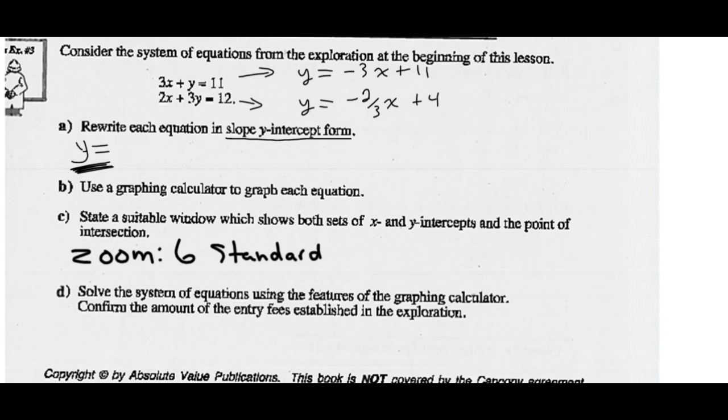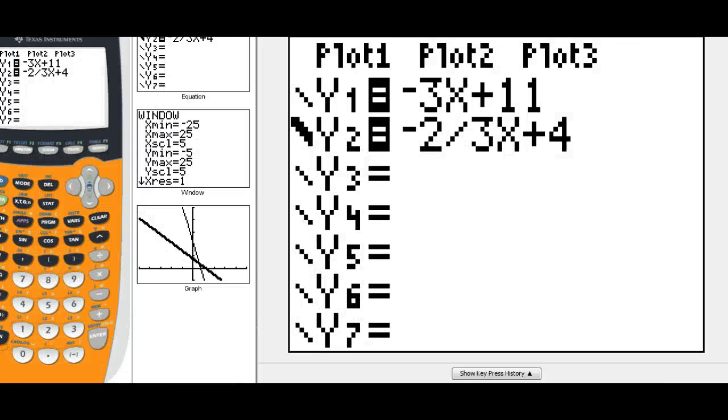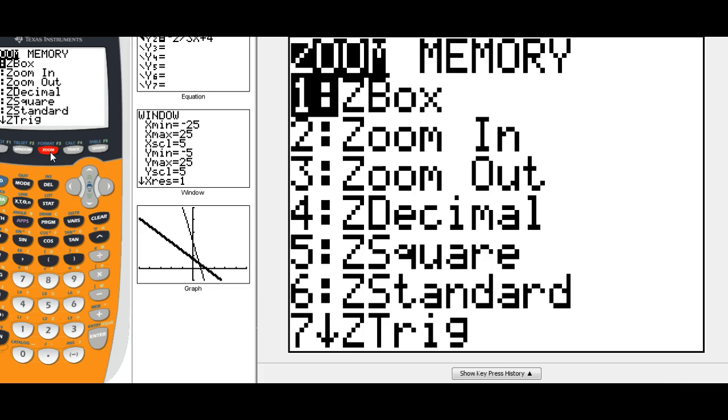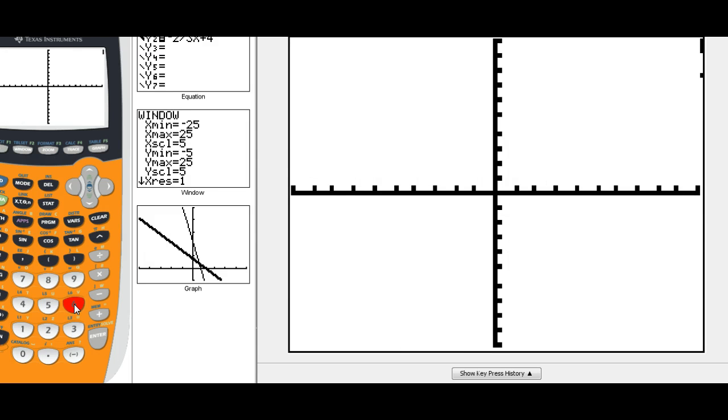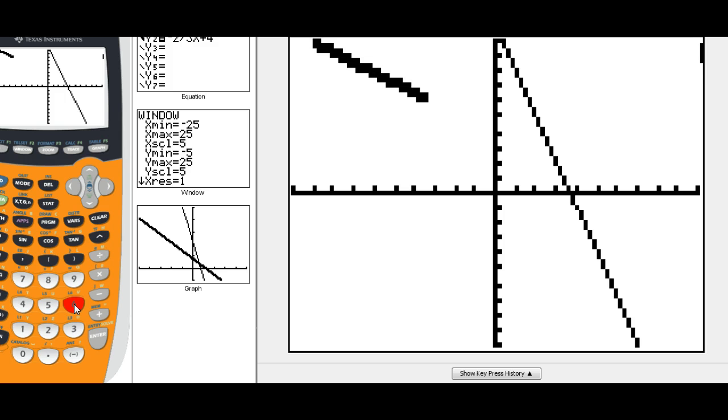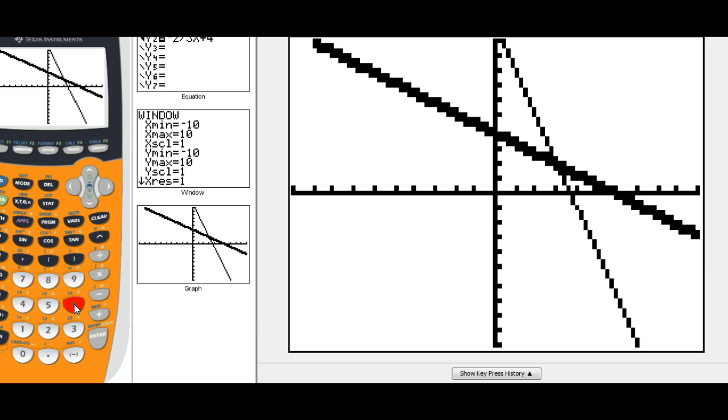And our standard viewing window has a setting of 10 right, 10 left, 10 up, 10 down. So let's do that in our calculator. Let's go zoom, hit your zoom button, and number 6 is standard. It says Z standard, zoom standard. So we just have to hit the number 6, or you can scroll down if you'd like. And now our viewing window is 10 by 10. All right, 10 left, 10 right, 10 up, 10 down. You can see my window setting shows for you guys. So 10 right, 10 left, 10 up, 10 down.